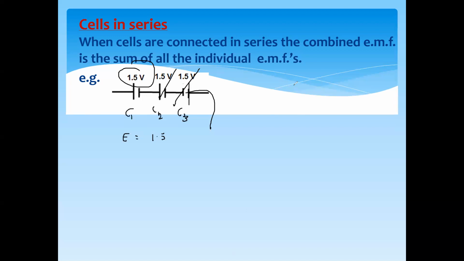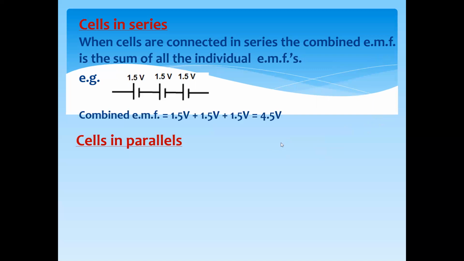So if the positive terminal is connected with the negative terminal of another cell, to get the combined EMF, we will add them. But if like terminals, identical terminals of two different batteries are connected, to get the combined EMF, we will subtract. So when cells are connected in series, the combined EMF is the sum of the individuals. In this case, three 1.5 volt cells: 1.5, 1.5, 1.5, the combined will be 4.5.